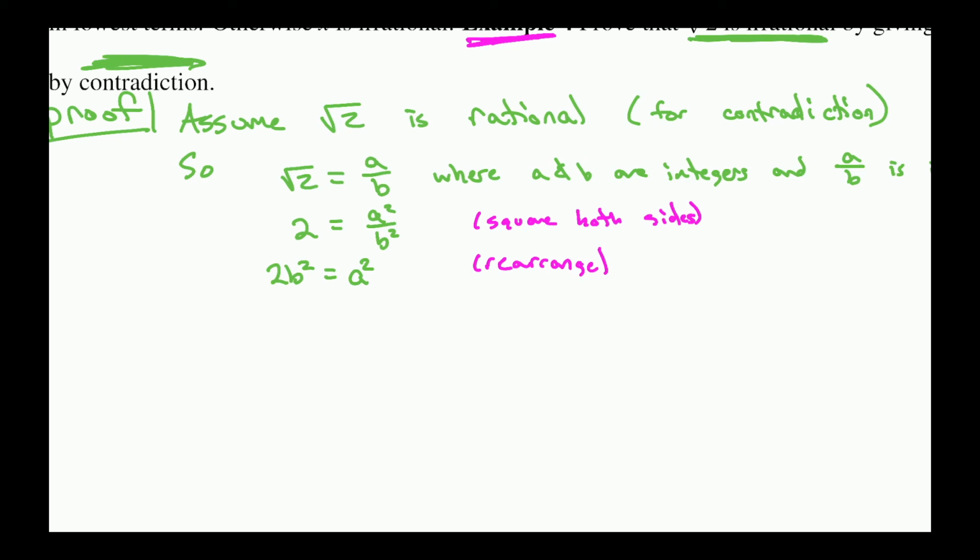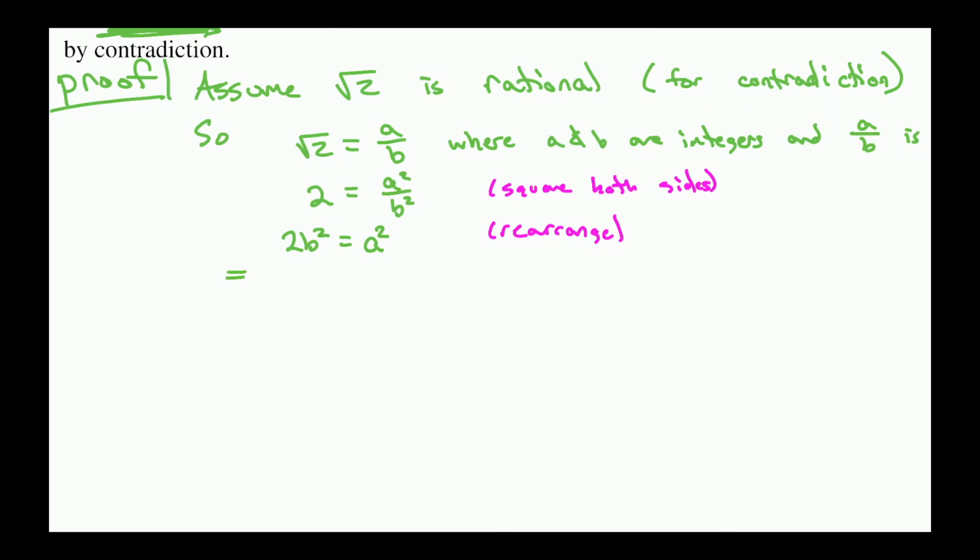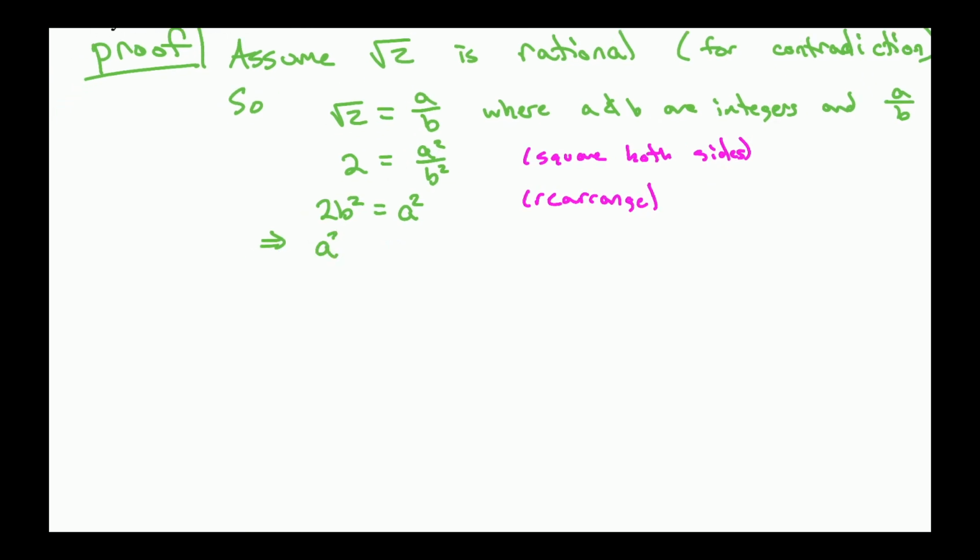I've done this. Okay. Now, there's actually a conclusion that you can make from this. So you see that 2, right? You see this 2 right here. Well, a squared is 2 times something. So a squared is 2 times something. That means that a squared is even, right? Hopefully you can tell that because of the proofs that we've recently done. So from this, I can just conclude here, a squared is even.